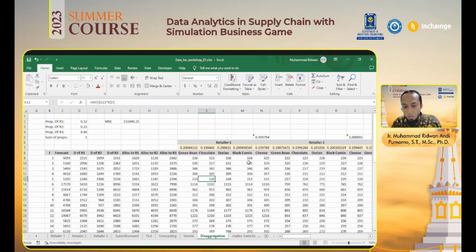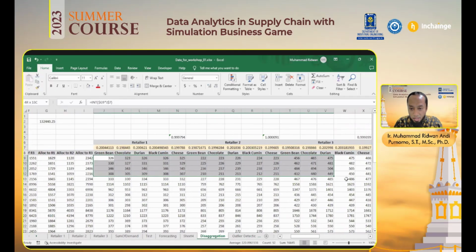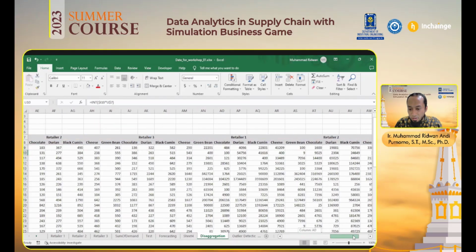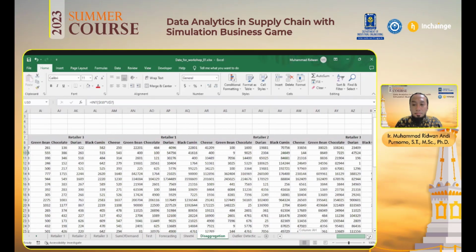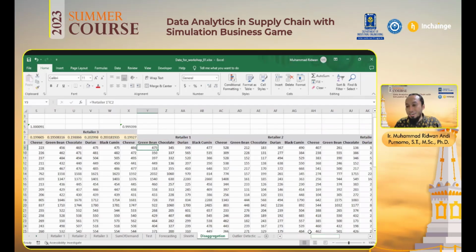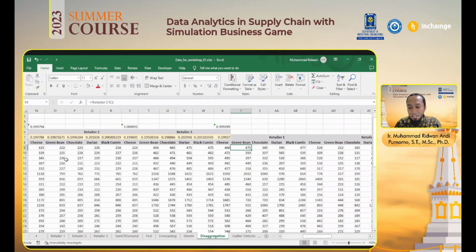After that we will have these values, and then we can measure the error value. Sorry, this is the real data, and this is the disaggregation result. So we can compare them: we have the real data and we have the disaggregation result. If the results are close, then we can claim the optimization model is valid.